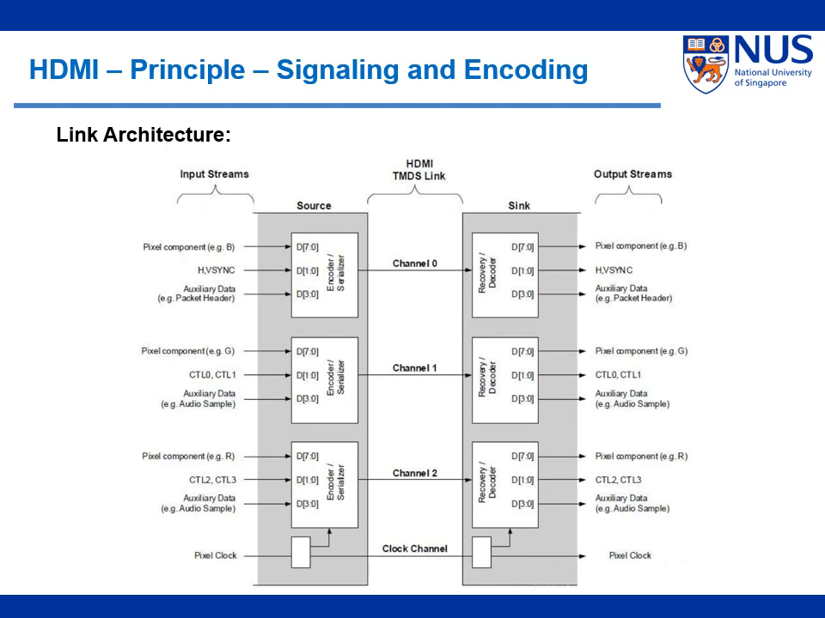The link architecture of HDMI. An HDMI link includes 3 TMDS data channels and a single TMDS clock channel. The TMDS clock channel constantly runs at a rate proportional to the pixel rate of the transmitted video. During every cycle of the TMDS clock channel, each of the 3 TMDS data channels transmits a 10-bit character.